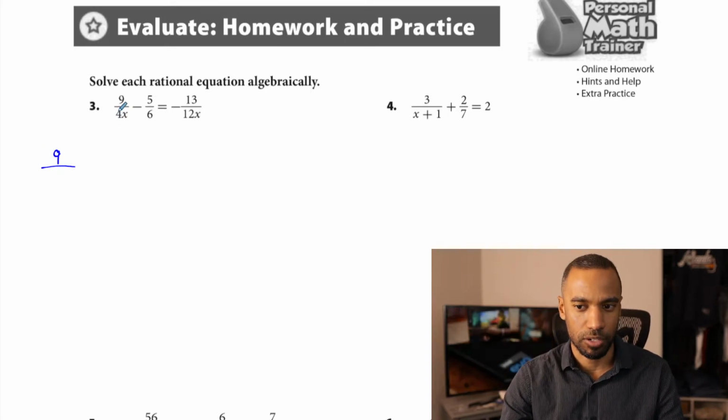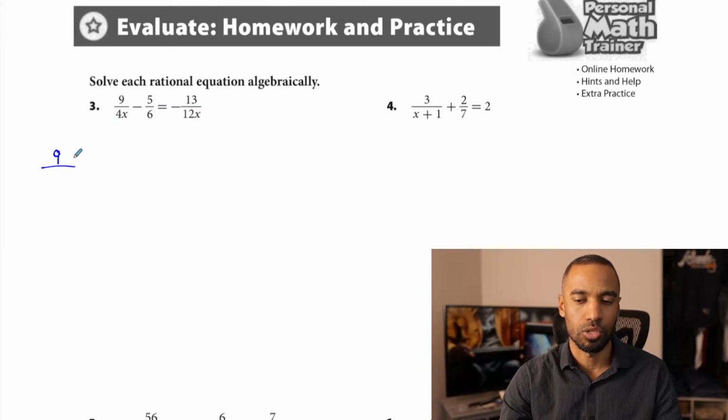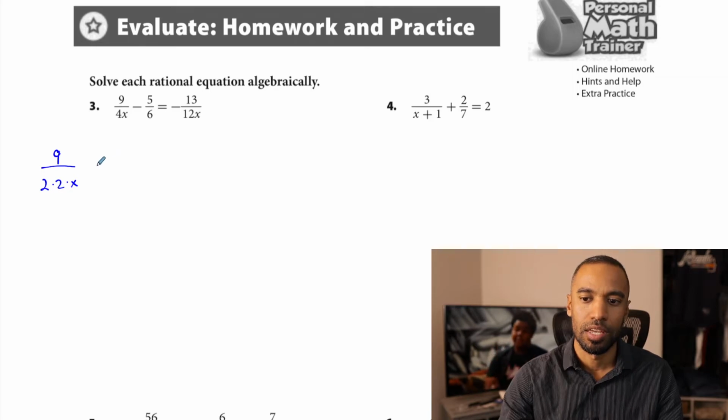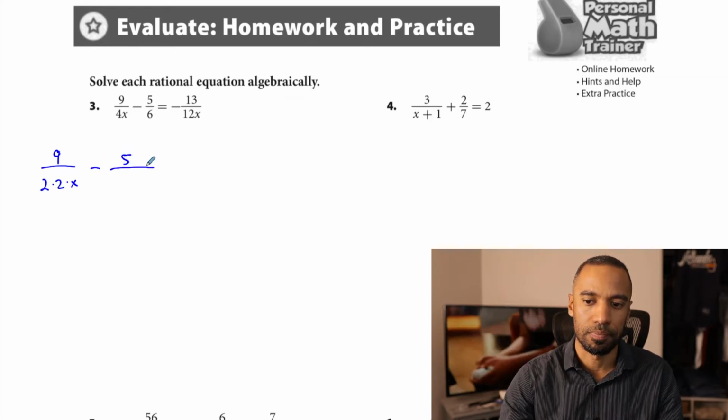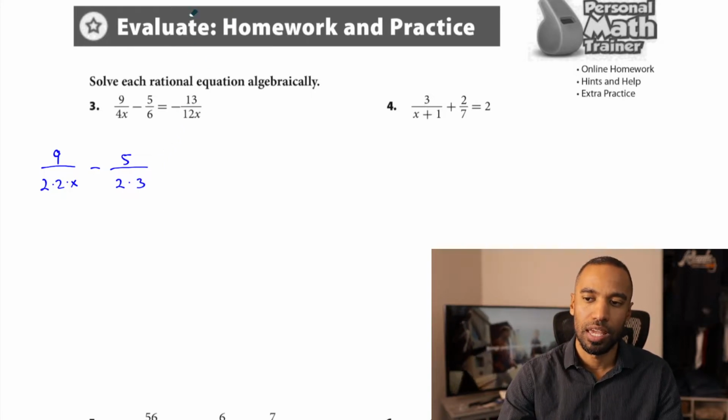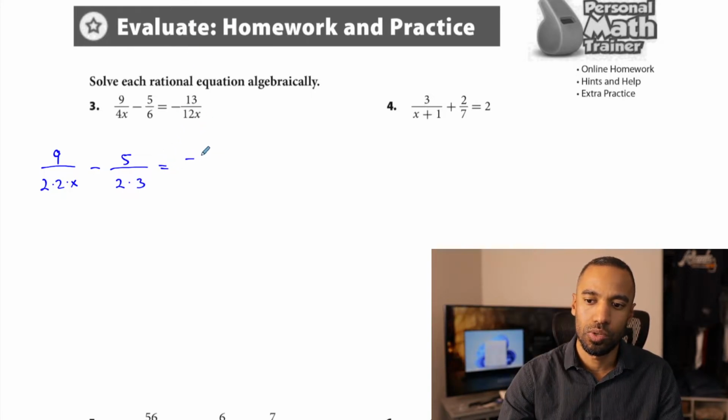I'm going to do the prime factorization of 4x, 6, and 12. 4 is 2 times 2, and there's an x there. 6 is 2 times 3. Again, these are the prime factorizations. 12 is 2 times 2 times 3. Once again, a prime factorization.